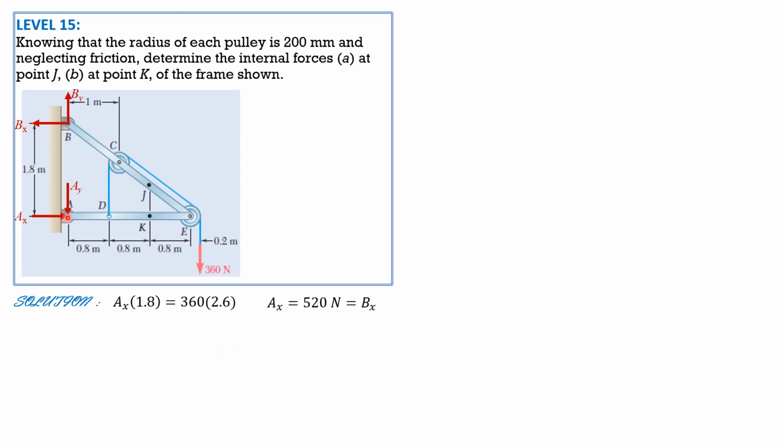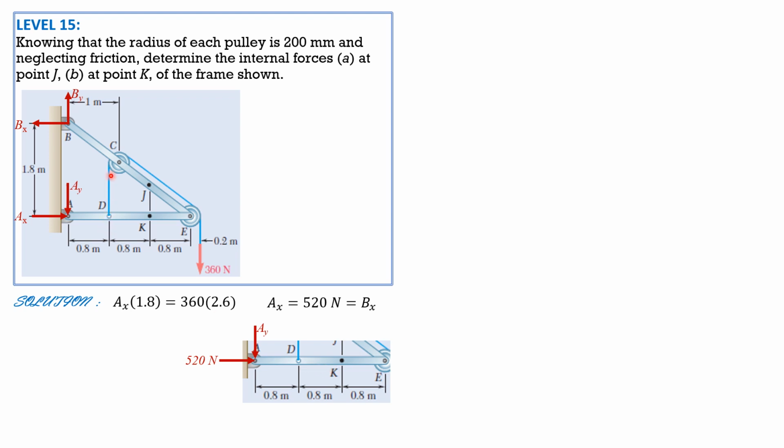Now for AY, let's draw the free body diagram of this part. And this is the free body diagram. Let's have the AX and AY unknown. So external reactions will not change direction, only the internal reactions will change direction, opposite and equal to the reactions in the adjacent or connected member.